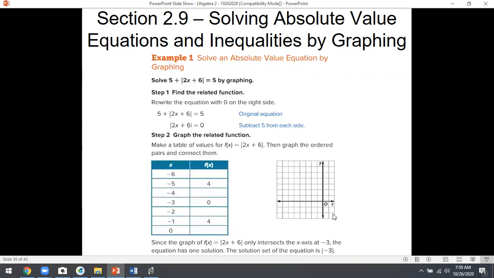All right, so let's practice the first one. Very, very easy. All right, example 1, write her down. Solve 5 plus the absolute value of 2x plus 6.